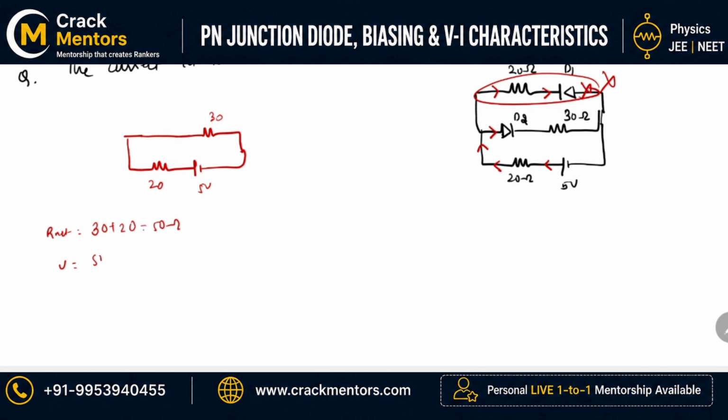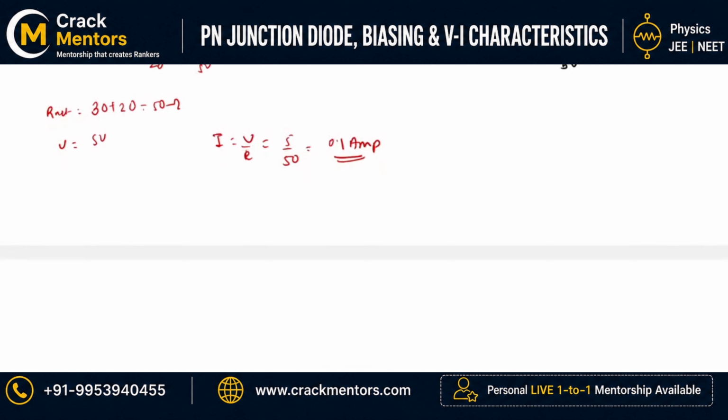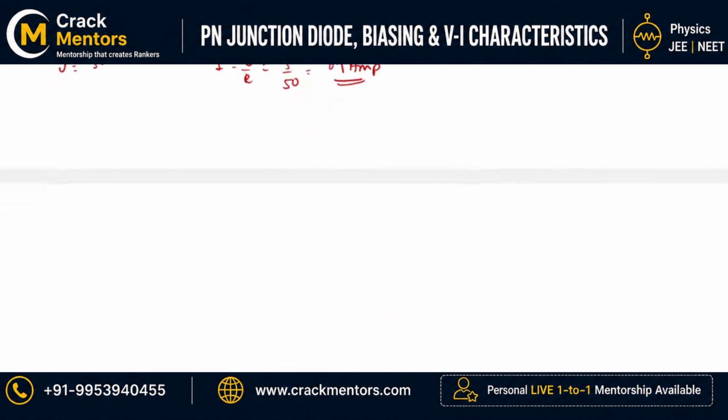So voltage is given as 5 volt, so I'll be writing the value of the current is V by R. This is equal to 5 by 50, which is equal to 0.1 ampere. The amount of the current flowing through this is 0.1 ampere. As simple as that. Got it, guys? I hope you understood this. Fine. What about the next one?